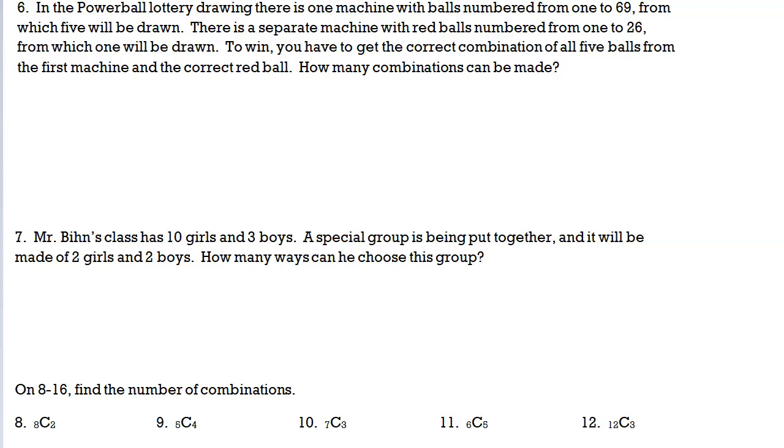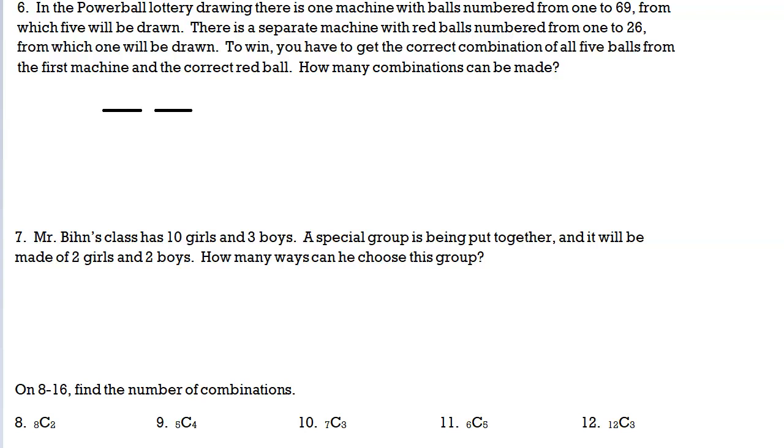So in the Powerball lottery, there is one machine with balls numbered from 1 to 69 from which 5 will be drawn. And then there is a separate machine with red balls numbered from 1 to 26. Now, if you don't believe me, you can actually go to the Powerball website and they tell you all of this. To win, you have to get the correct combination of all 5 balls from the first machine, and you have to pick the correct red ball. How many different combinations can be made? So how many ways can the balls come out?